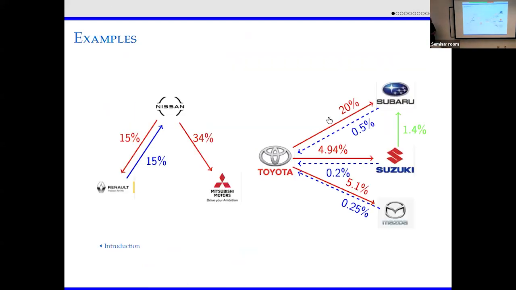For example, in the automobile sector, we all know this famous story between Nissan and Renault. Instead of merging together, they hold shares in each other's companies, at 15%. Then we have another case between Nissan and Mitsubishi, where Nissan holds 34%. We have another example between Toyota, Mazda, Suzuki, and Subaru. You can see that the shares they hold are small, right?